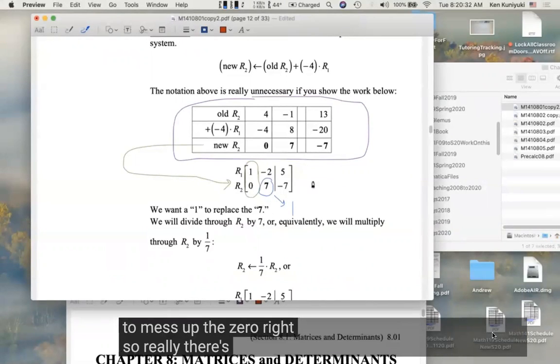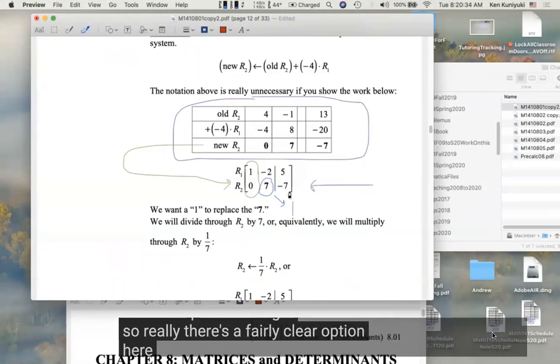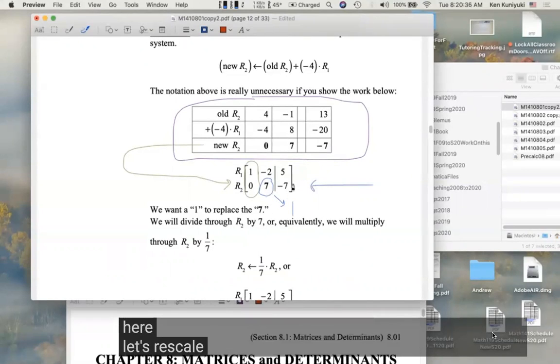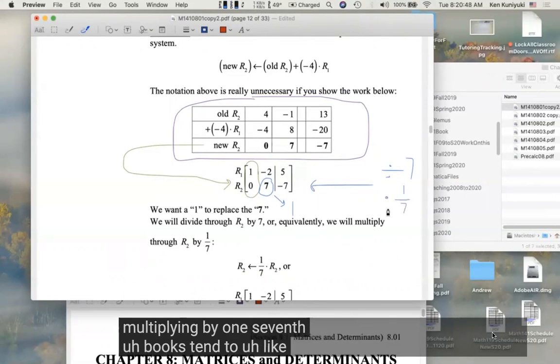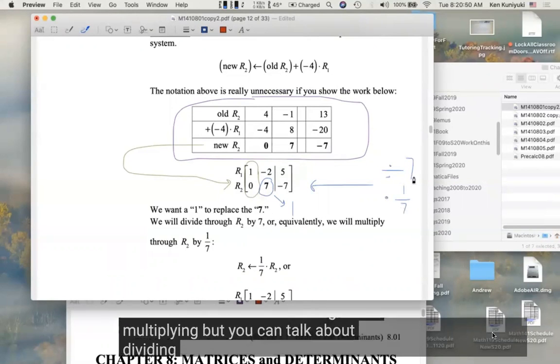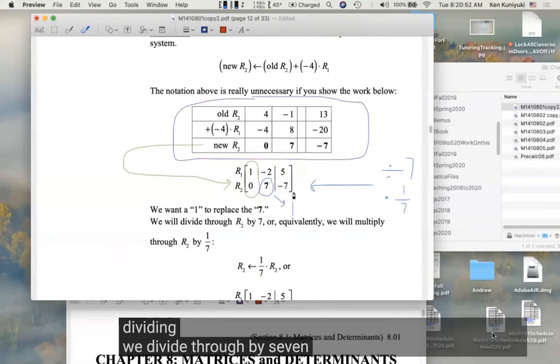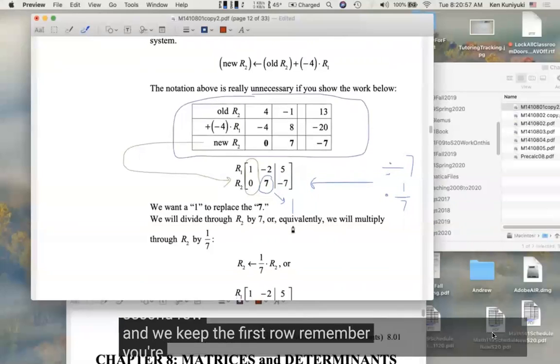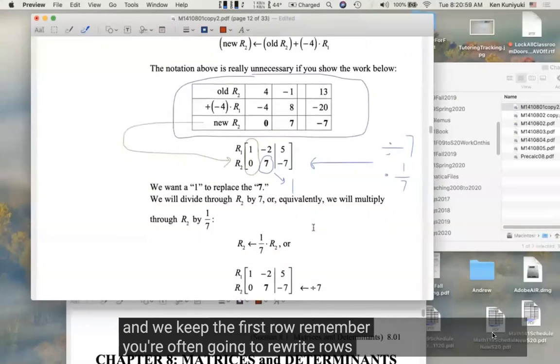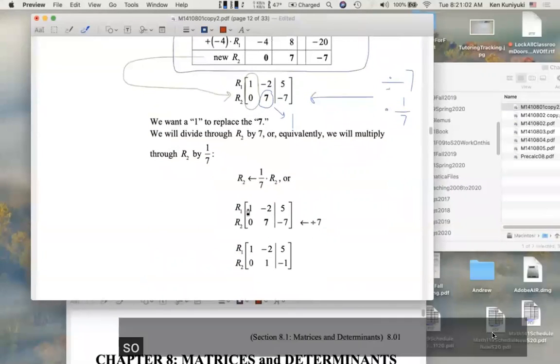So really, there's a fairly clear option here. Let's rescale. We want the 7 to be a 1. That means that we either divide by 7, or you could say that we're multiplying by 1/7. Books tend to like talking about multiplying, but you can talk about dividing. We divide through by 7 on the bottom, second row, and we keep the first row. Remember, you're often going to rewrite rows. So we keep row 1, 1, -2, 5.